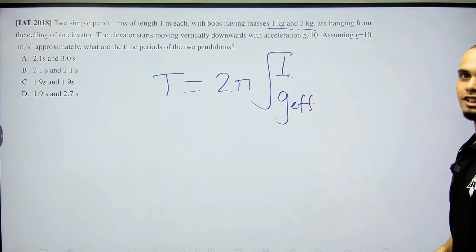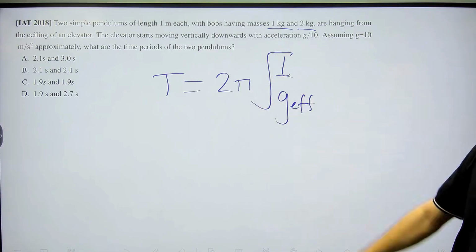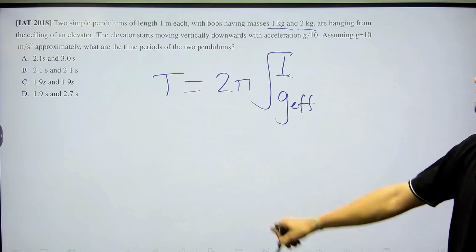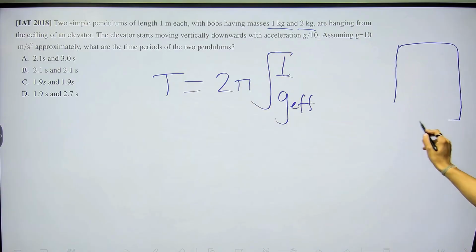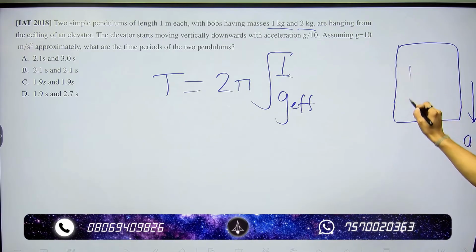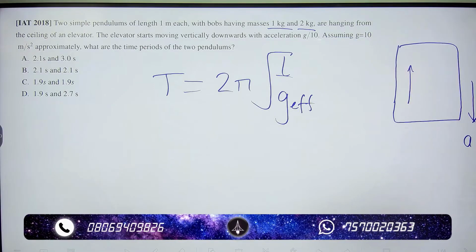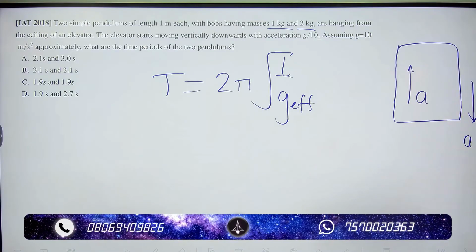Now why am I writing effective gravity? Because in the question it goes on to say that the pendulums are kept in an elevator and it starts moving vertically downwards with acceleration g by 10. So if an elevator starts moving vertically downwards with acceleration a, everything inside the elevator, if we consider the elevator frame, will experience a pseudo force opposite to the acceleration a.